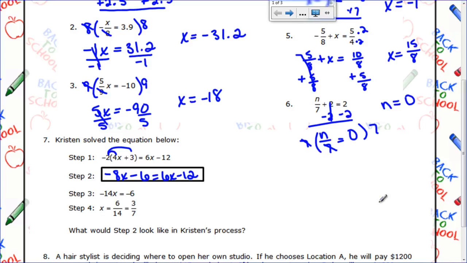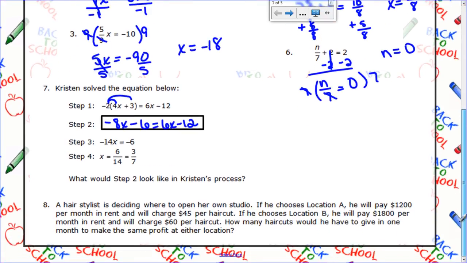Now we are going to skip number 8. Well, not completely. We're going to set it up, but we are not going to solve it. The reason being is that when you solve it, the answer doesn't make any sense. But we will set it up so you can see what it's supposed to look like.